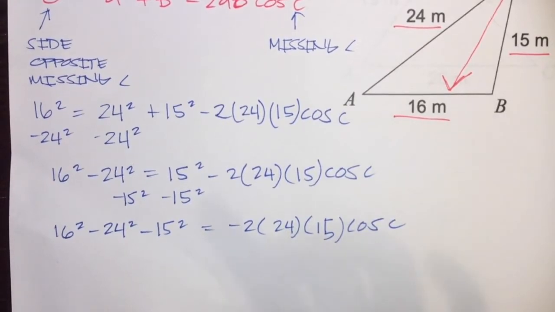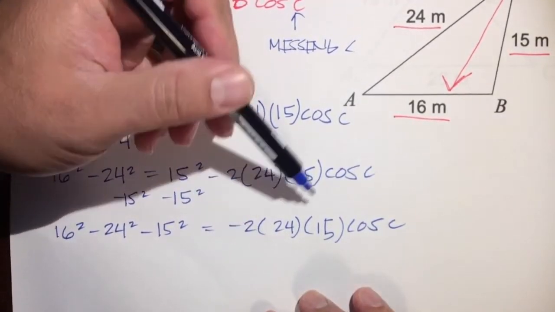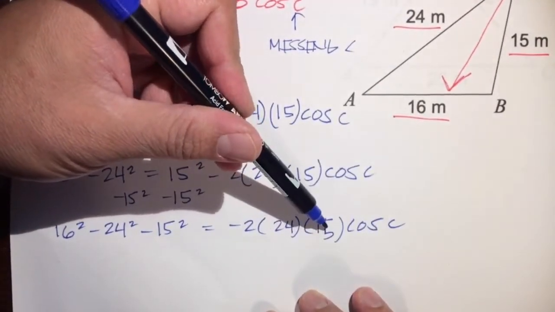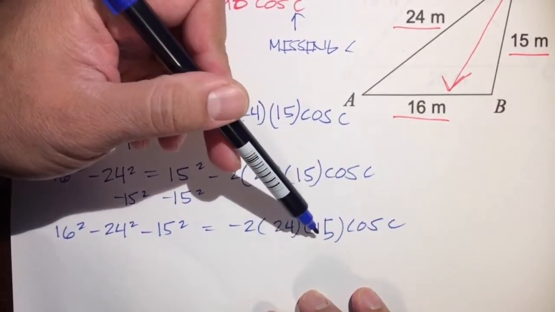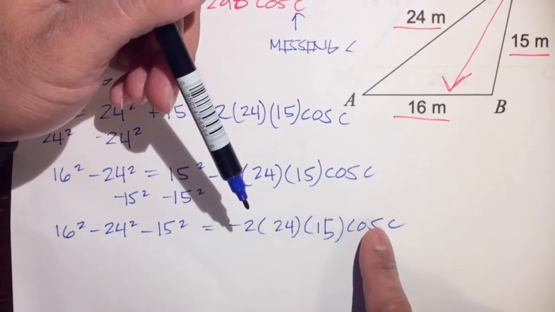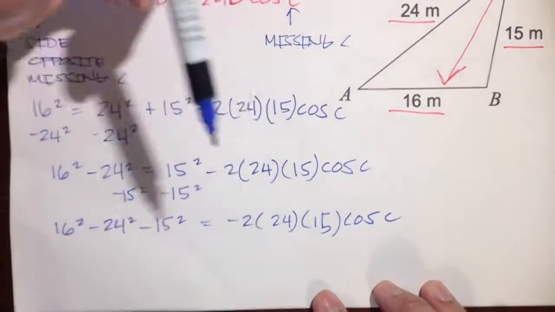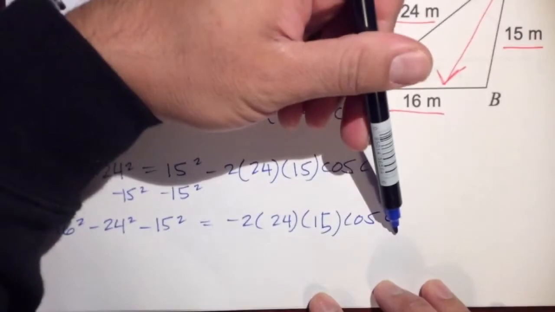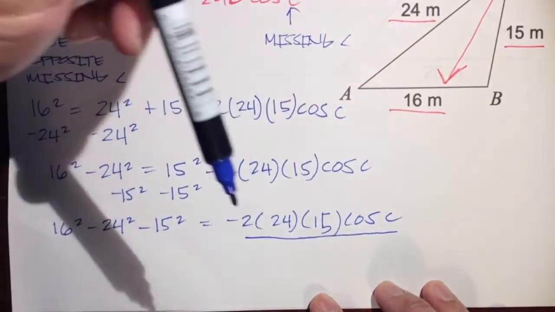Now I'm going to show you this and do it in one step. This negative 2 is multiplying this 24 times 15 times cosine of c. This 24 is multiplying. This 15 is multiplying. All three of these are trying to multiply this. So what's the opposite of multiplication? Division. So we're going to do this in one move.